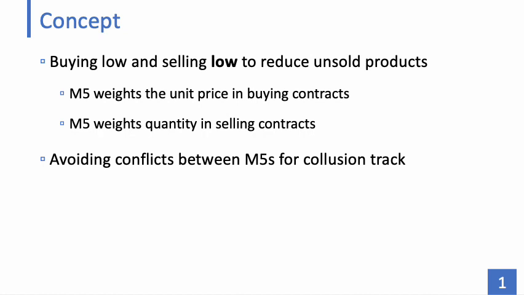Here is the concept of M5. M5 buys low and sells low to reduce unsold products. So M5 weights the unit price in buying contracts. On the contrary, M5 weights quantity and doesn't weight the unit price in selling contracts. M5 buys reluctantly, sells aggressively, and M5 avoids conflict between M5s on collusion track.